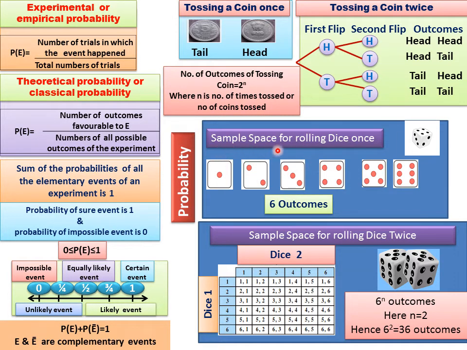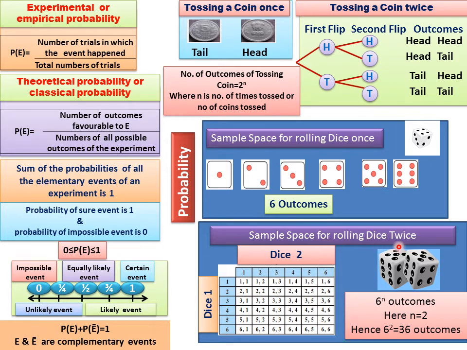Then the sample space for rolling a dice. Here, the dice has 6 faces, and each face has either a single dot, or 2, 3, 4, 5, 6 dots, like this. So the total outcomes, if it is rolled once, is 6.